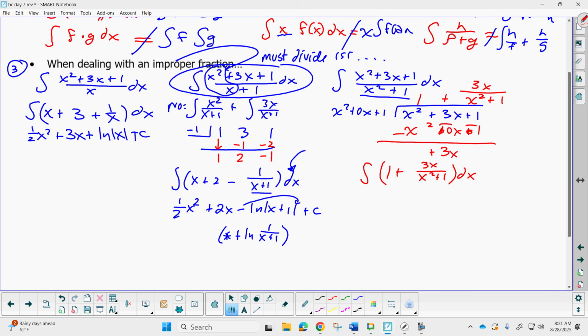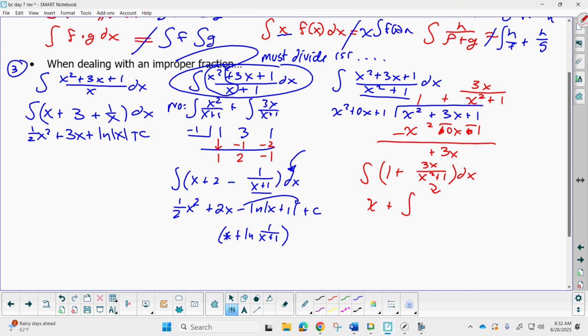This actually is flowing beautifully. Loving it. Now, surely we can integrate 1 without any problem. It's x. But in integrating, I can split a sum up. I'm just going to split that up. In integrating 3x over x squared plus 1, next integration topic you learned last year. How do you do it?